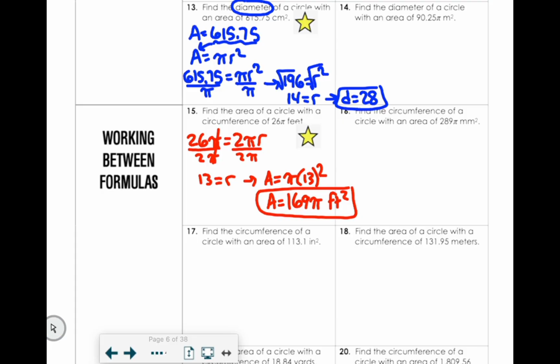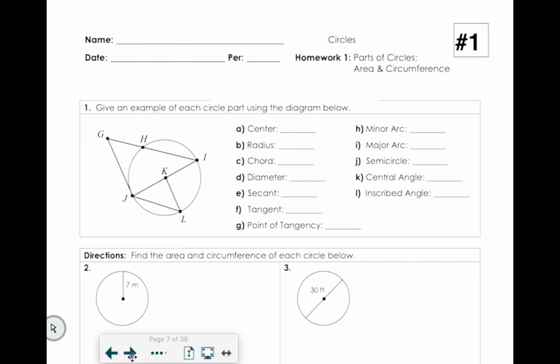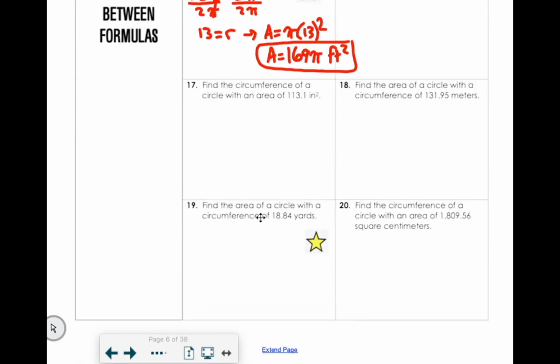Okay, I think that's all the ones I have starred. Maybe I have one down. Oh, one more. Okay, and this should be the last one. Yes, it is. So last one here.